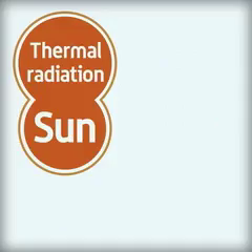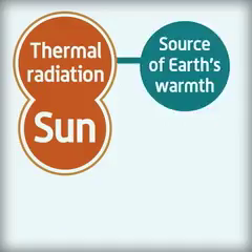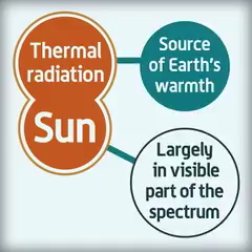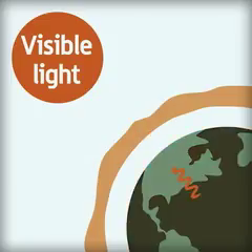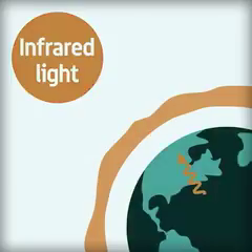Thermal radiation from the sun is a source of Earth's warmth. A larger proportion of the radiation that reaches the Earth from the sun is in the visible part of the electromagnetic spectrum than in any other section. This incoming visible light penetrates Earth's atmosphere and is absorbed by the Earth's surface, in particular by the dark oceans, and is then re-radiated as infrared light which can't penetrate the atmosphere.